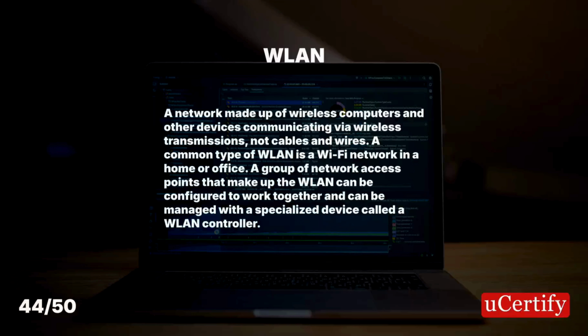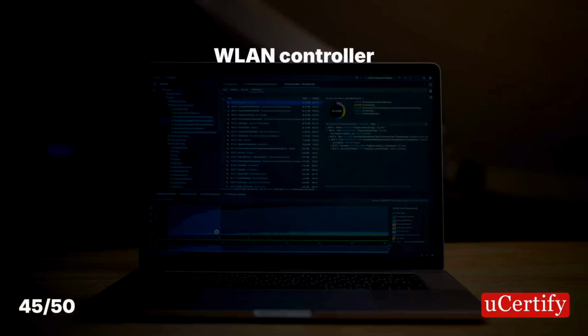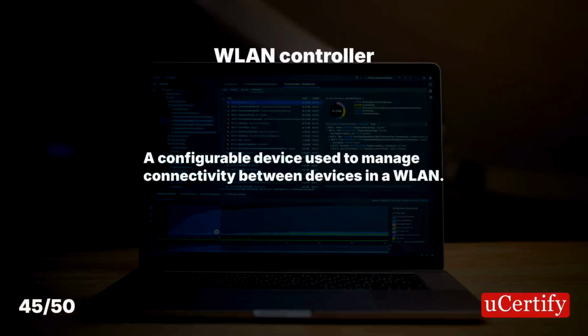Term: WLAN. Definition: a network made up of wireless computers and other devices communicating via wireless transmissions, not cables and wires. A common type of WLAN is a Wi-Fi network in a home or office. A group of network access points that make up the WLAN can be configured to work together and can be managed with a specialized device called a WLAN controller. Term: WLAN controller. Definition: a configurable device used to manage connectivity between devices in a WLAN.